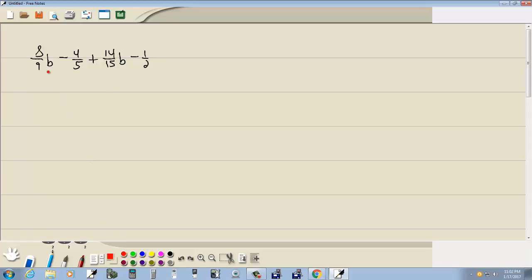Now first, let's identify our like terms. We've got 8/9 b and 14/15 b, and we'll want to combine these two together. I can go ahead and rearrange them so they're together: 8/9 b plus 14/15 b. And then I'll put the negative 4/5 and the minus 1/2 together. Now I want to get a common denominator where the terms have b's in them, so I want to find the LCD of 9 and 15.